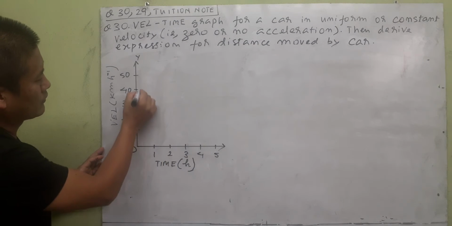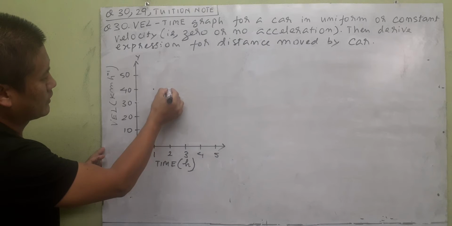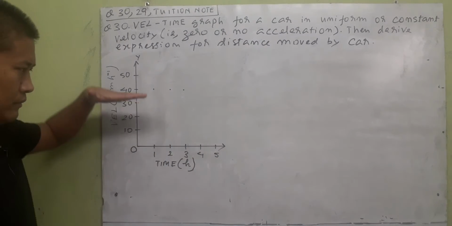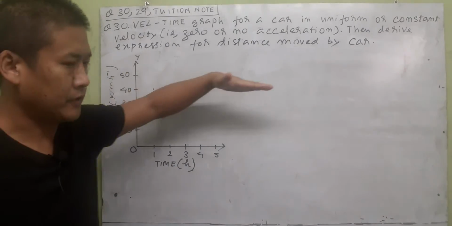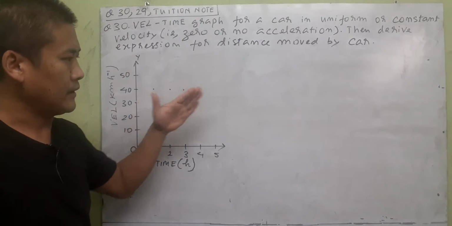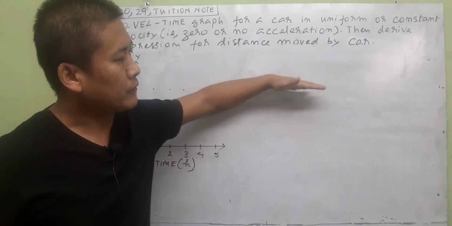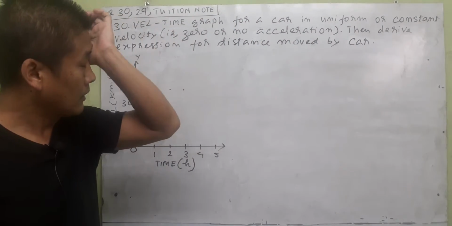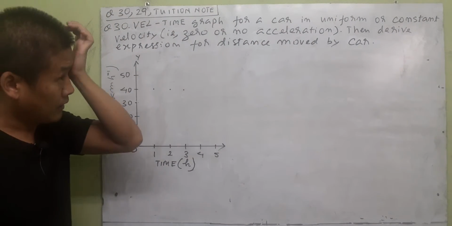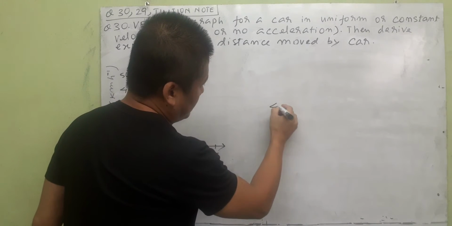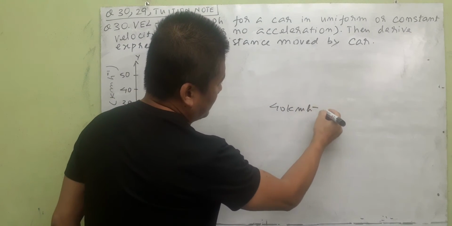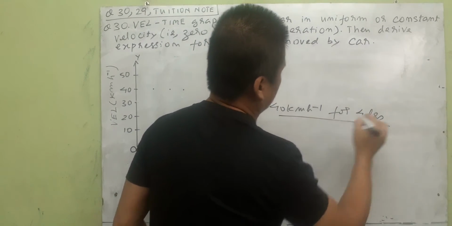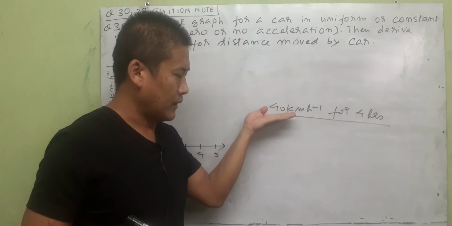So this is the 40 km per hour. After 1 hour also it's still at 40 km per hour. After 2 hours also still at 40, after 3 hours also still at 40. So throughout the journey, let us say 4 hours journey, the car has not changed its velocity. It is traveling with the same velocity. So this is called uniform or constant velocity. Constant means unchanging velocity.